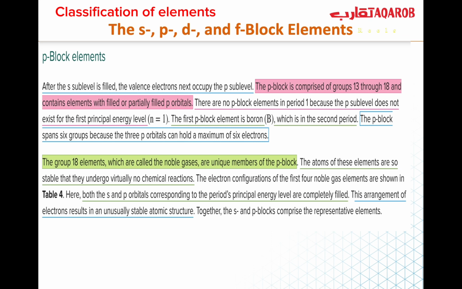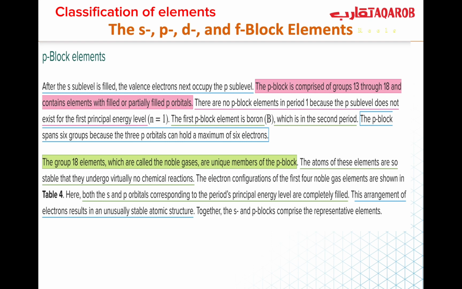The P block spans 6 groups. Again, it spans 6 groups because the 3 P orbitals can hold a maximum of 6 electrons. The group 18 elements, which we called noble gases, are unique members of the P block. The atoms of these elements are so stable that they undergo virtually no chemical reactions. The electron configurations of the first 4 noble gas elements are shown in the table, as we will see.